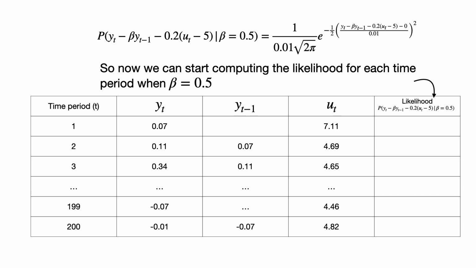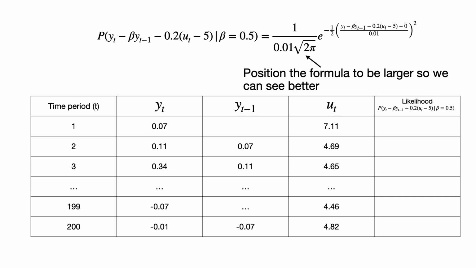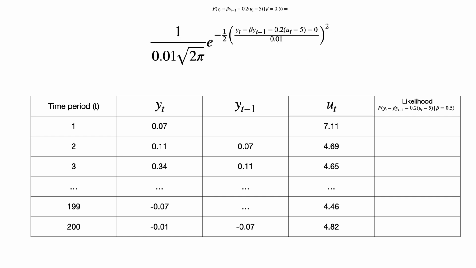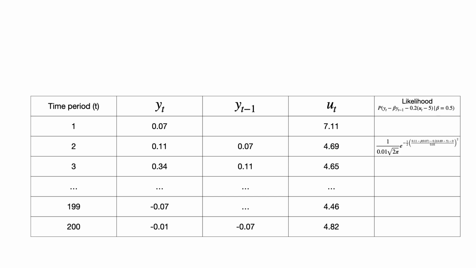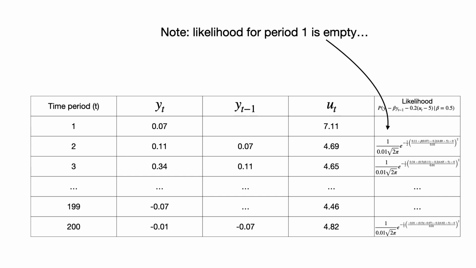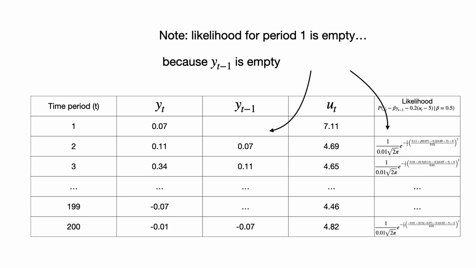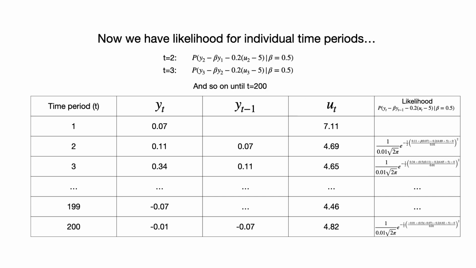So now we can start computing the likelihood for each time period when beta is 0.5. Let's position the formula to be larger so we can see better. Plug in these values into the formula and we know what the coefficient is, so we obtain the likelihood. Repeat for all time periods. Note that for period 1, the likelihood is empty because during this period, the data for yt minus 1 is empty. Now we have likelihood for individual time periods.